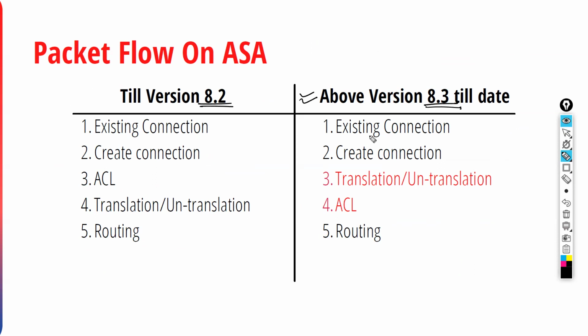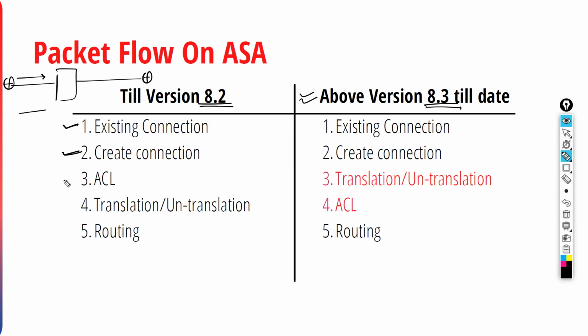So earlier what was happening? Whenever traffic hits an ASA interface, let's say this is an ASA, this is inside, this is outside, ASA will first check the connection table. If there is an existing connection available, then it will forward according to the connection. If there is no connection, then ASA used to create the connection. In the connection table, ASA will make an entry.